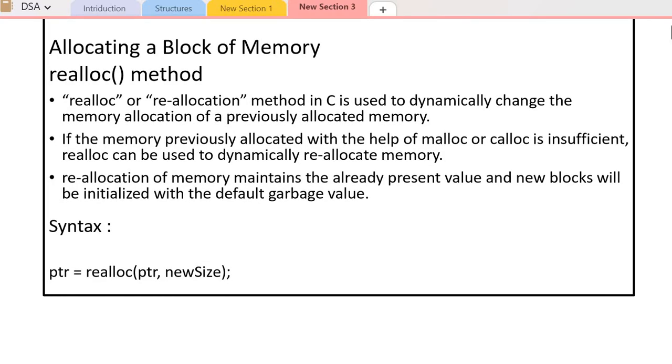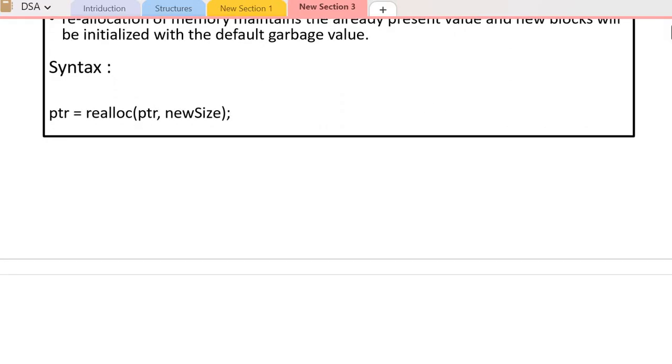Next one is called realloc. Suppose initially we allocated the memory for 5 students, and later some more students joined. In this case, instead of creating another array, we resize the existing memory. For that purpose, we go with realloc. It keeps the old data and expands the memory if possible. That is the main use of realloc.